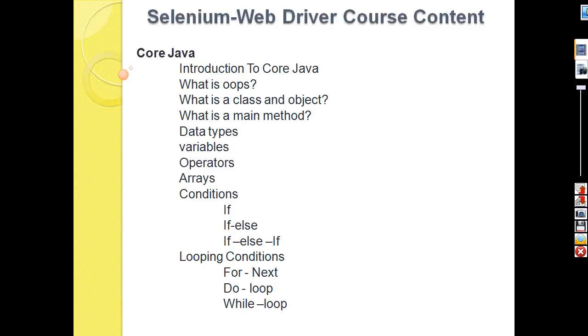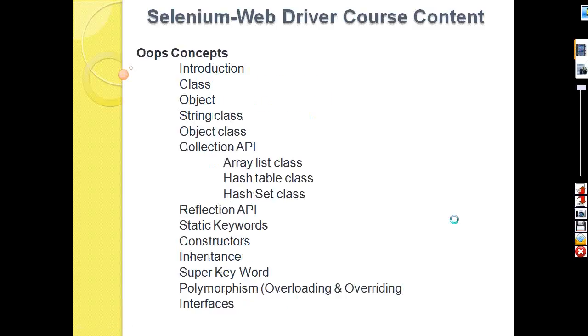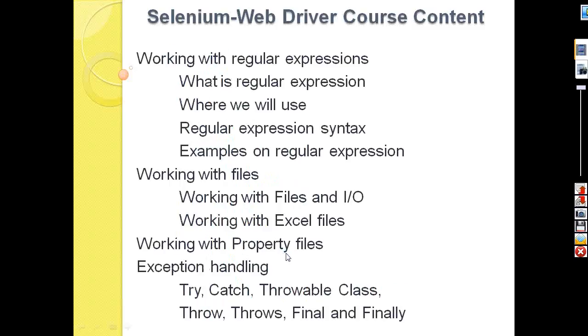What is OOPS, what is a class, what is a method, what are data types and variables, operators, arrays, conditional statements, looping statements. I will discuss all of this from the basics onwards. Coming to the next one, OOPS concepts. And here: the String class, Object class, API, collection API, ArrayList, Hashtable, HashSet, and reflection API, static keyword, constructor, inheritance, super keyword, overloading, overriding, interface. These are all the things we need to discuss.